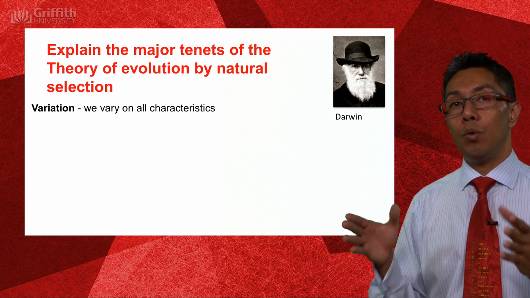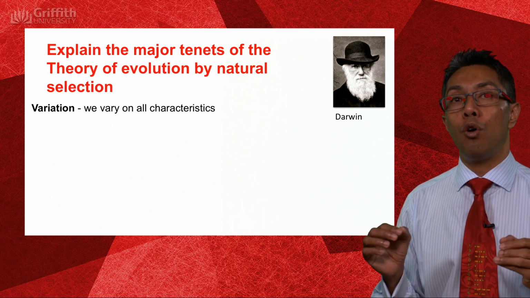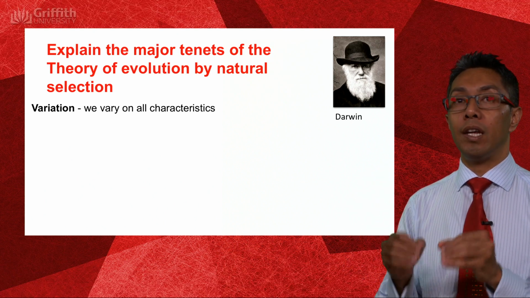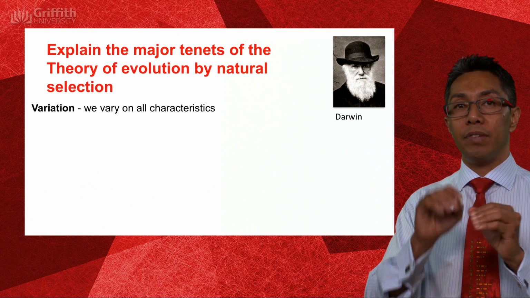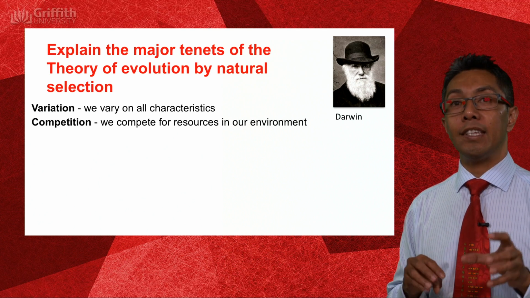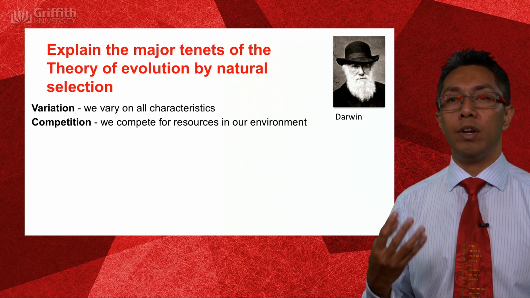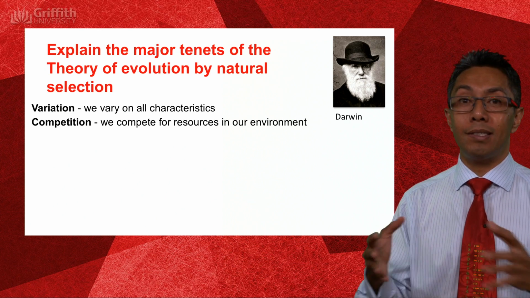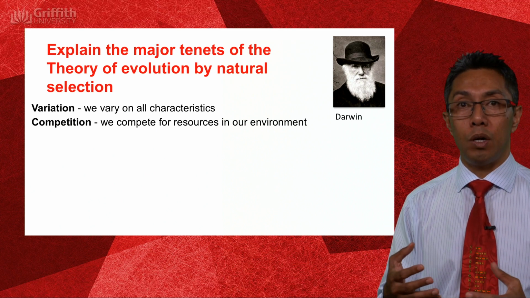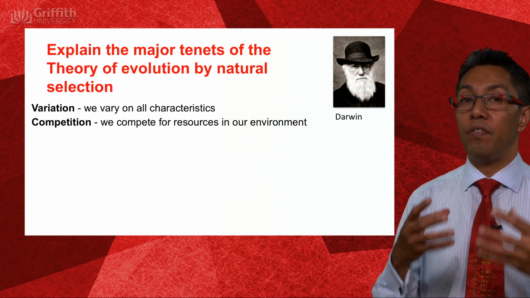So anything which has variation is subject to evolution, because the environment can select for individuals of particular characteristics. The other thing that you need for evolution to occur is competition, and competition for resources. So not only do we compete for resources, but we also compete for space, and we also compete for mates as well. So competition in any one of these areas, for example, feeding.